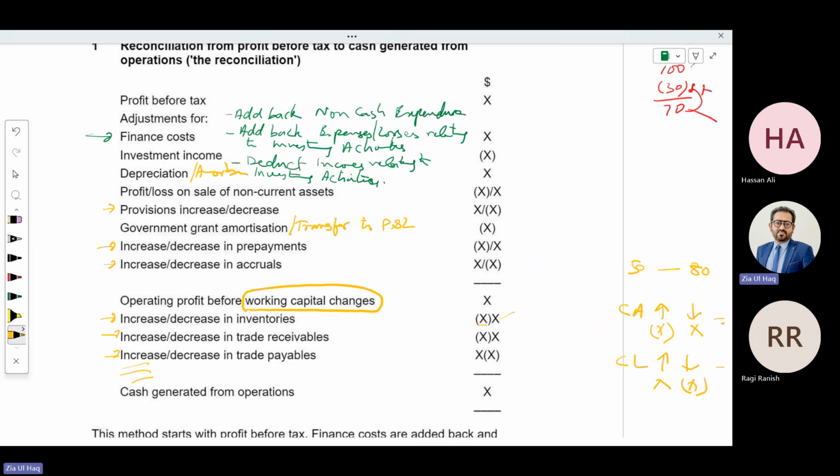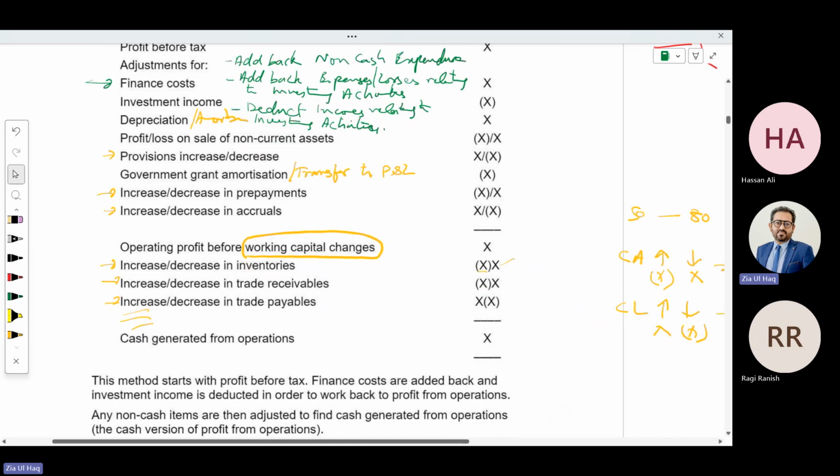And then we need to adjust working capital changes, the increase or decrease in current assets and current liabilities other than cash and bank, as well as short-term investment. Cash, bank, and short-term investment, we also record under current assets. So in working capital changes, we take current assets and current liabilities, but from current assets, cash, bank, and short-term investment will not be considered as working capital.